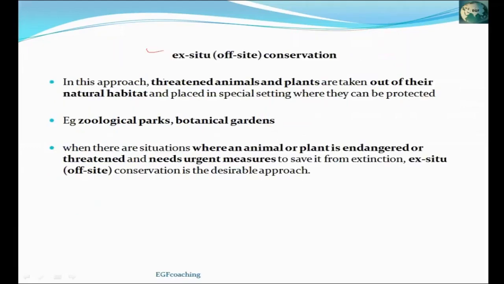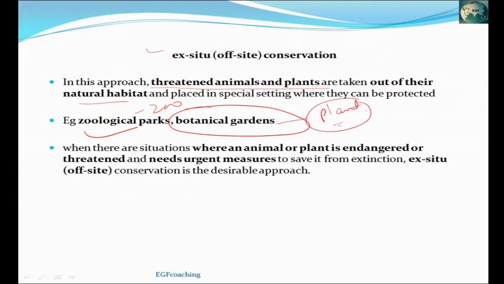In ex situ conservation, the species are threatened species and we conserve them outside of their natural habitat. For example, zoological parks or zoos, and also botanical gardens. In botanical gardens, plant species are conserved where their breeding and conservation is done. So those species which require immediate conservation measures, the species which have declined severely, we conserve them in ex situ facilities.